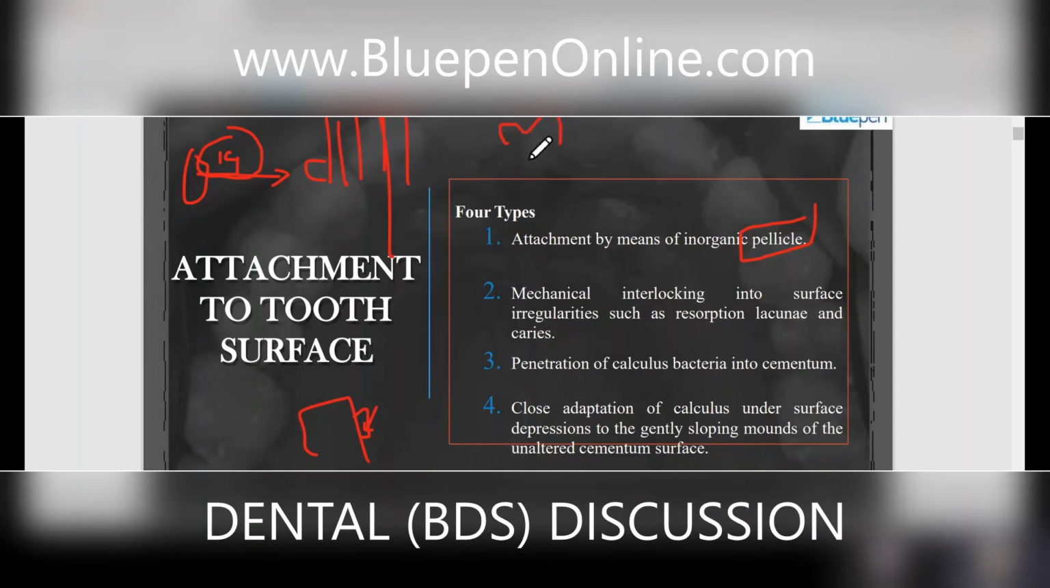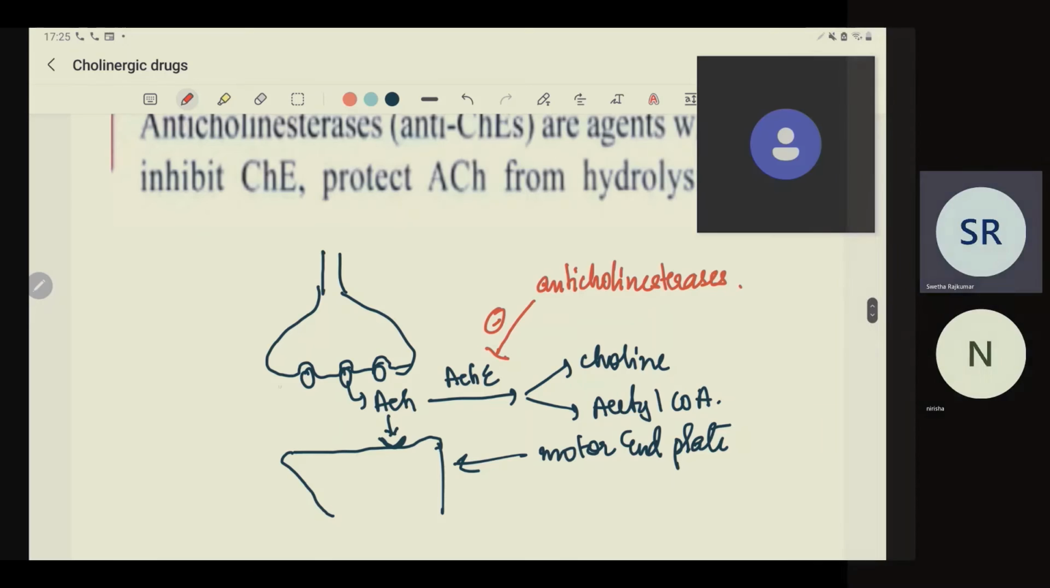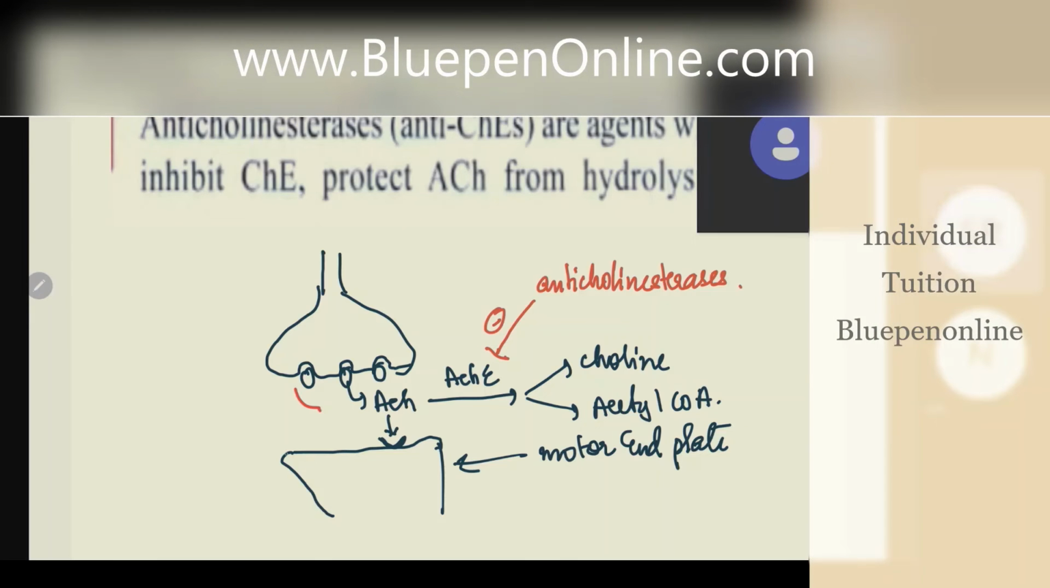So the acetylcholine released acts on the motor end plate, on the acetylcholine receptor.